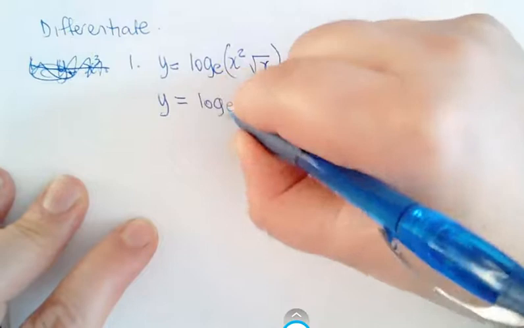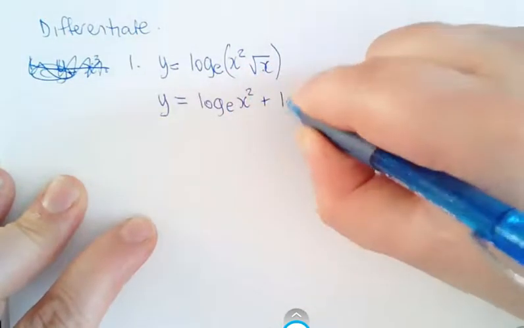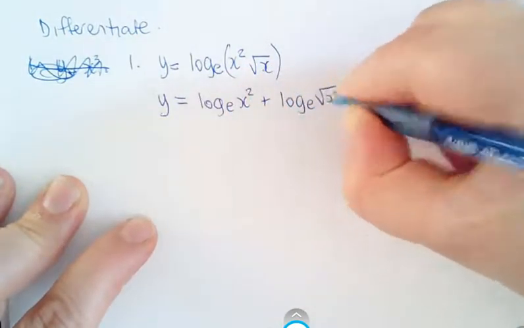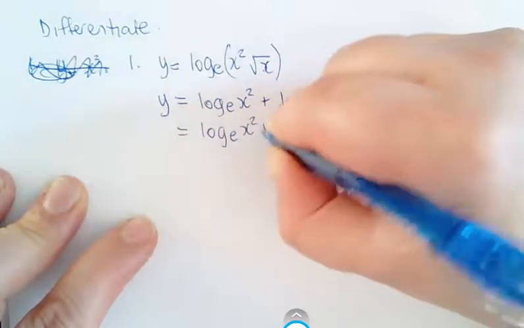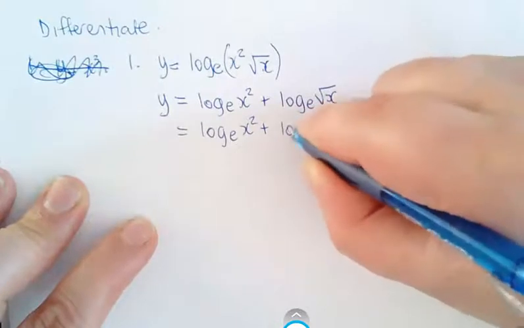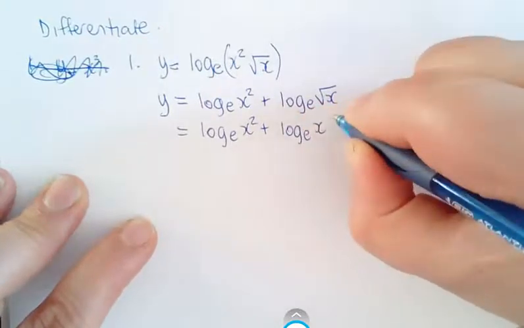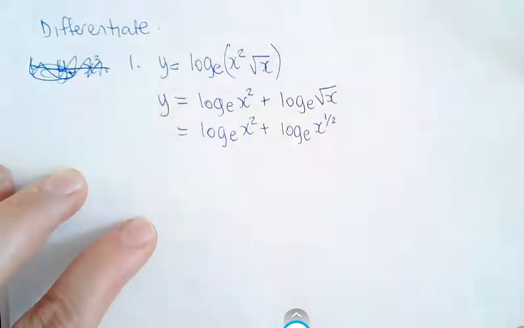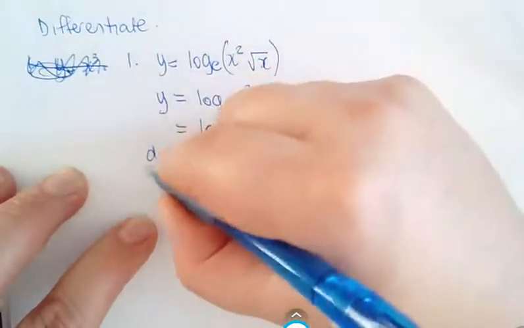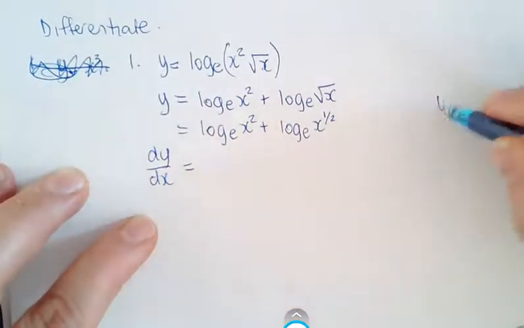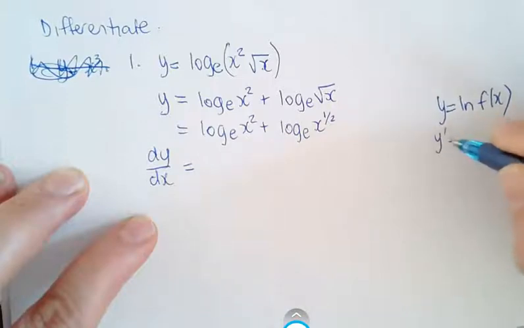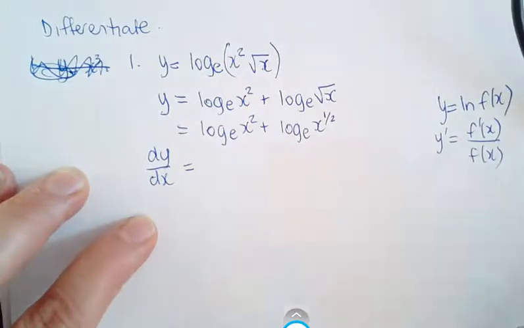So this would be log to the base e of x squared plus log to the base e of root x. And before we differentiate that, we really need to write the root x as log to the base e of x to the half. That will help us with the derivative. So therefore dy dx is, remember this is ln, so on your formula sheet, if y equals ln function of x, then y dashed is f dashed x on fx. That's what's on your formula sheet.